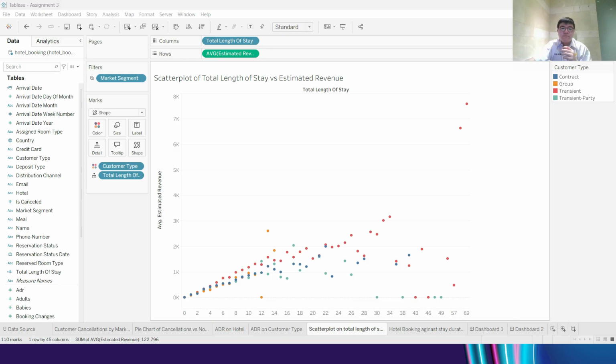For the third and final research question, which is what is the relationship between customer length of stay and the revenue, I've done a scatter plot here. The most frequent ones are the red dots, which is the transient group, which supports the claim from the previous graph. Even going to 69 days, which for some reason someone has to pay a lot of money for, it's around 7,500.